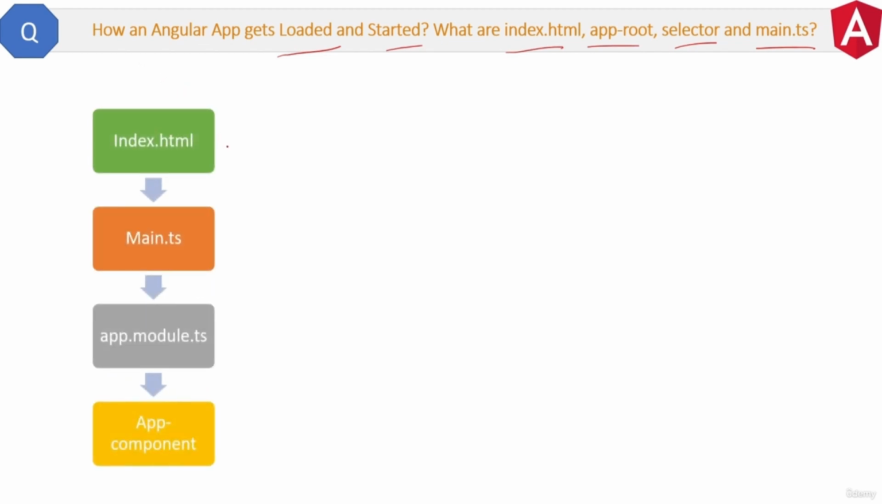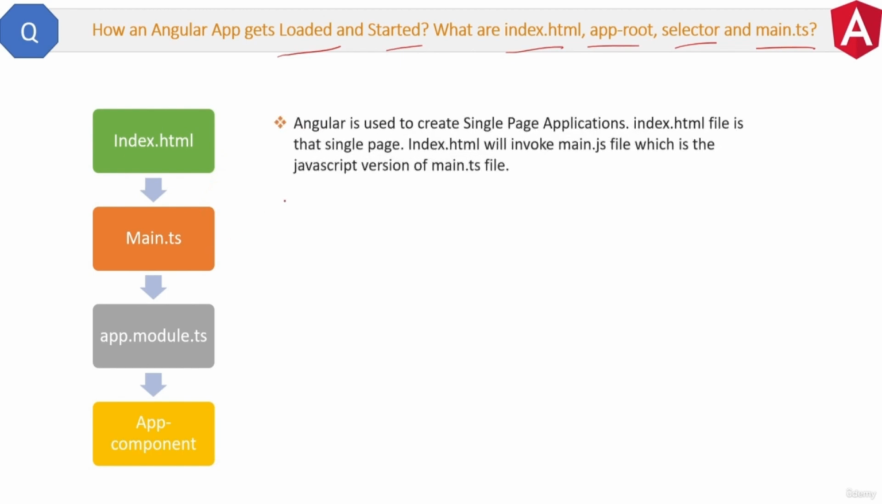See, this is the process and just remember that. When the client sends the request, it first hits the index.html page. Now Angular is used to create single page applications. The index.html file is that single page. Then index.html will invoke the main.js file, which is the JavaScript version of the main.ts file.